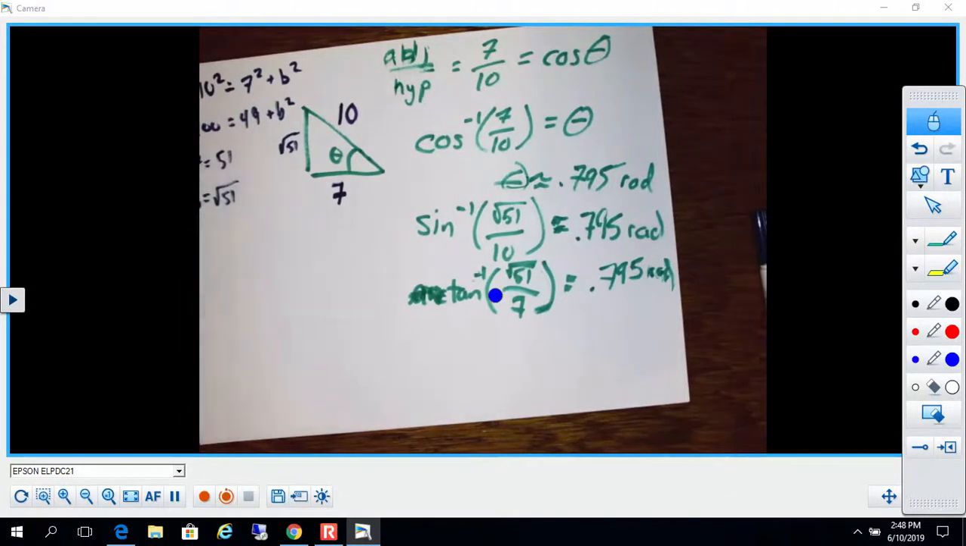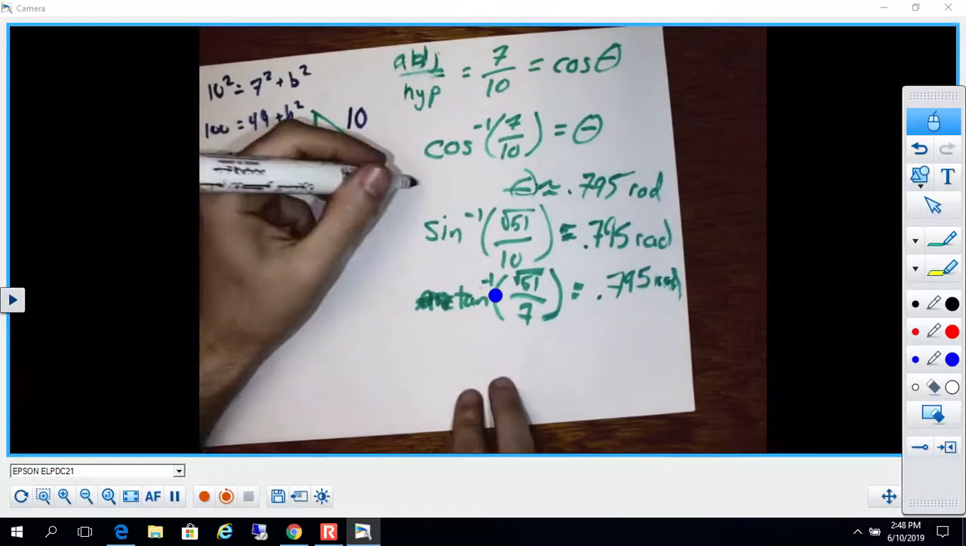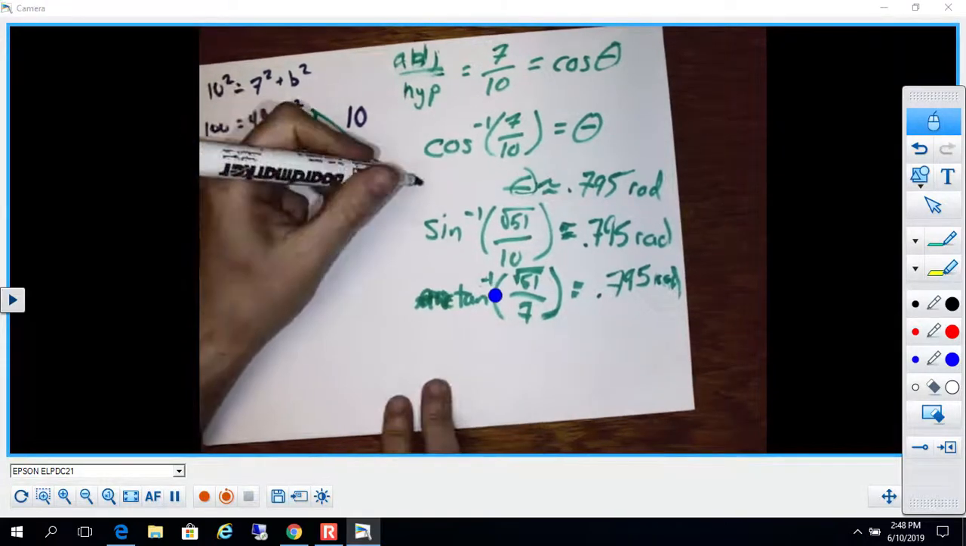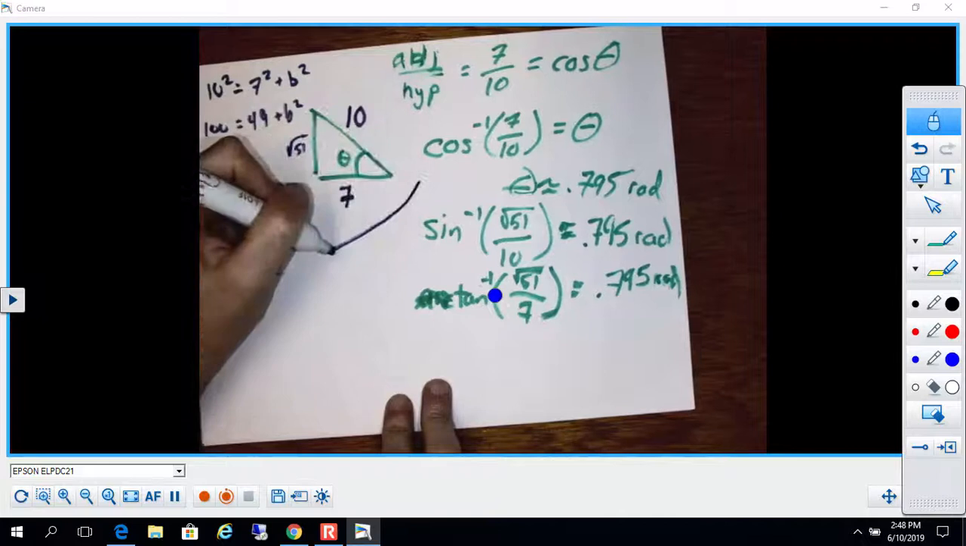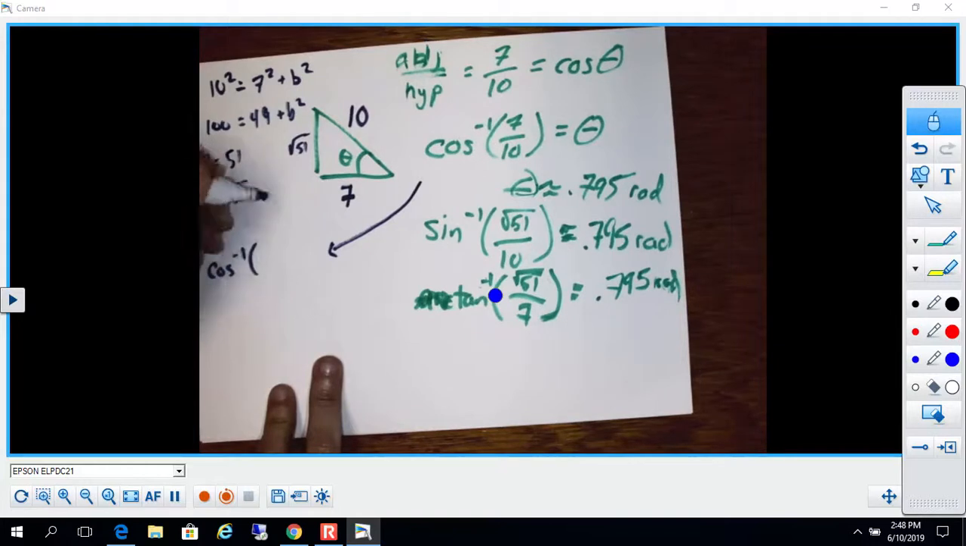Okay, and then let me do an even further fact here. What do you think would happen if I did now, instead of the inverse cos of 7 over 10, the inverse cos of root 51 over 10?